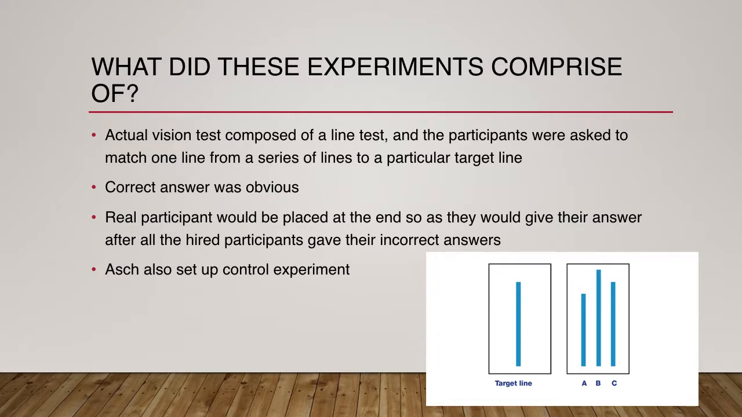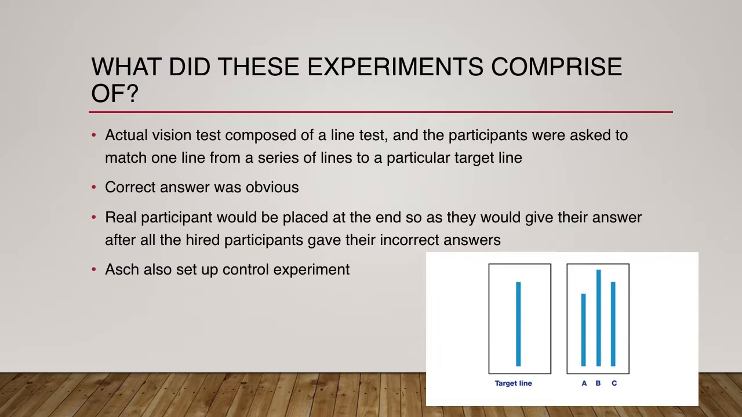What did these experiments comprise of? The actual vision test composed of a line test, and the participants were asked to match one line from a series of lines to a particular target line. This test was rather easy and the correct answer obvious, which is why the results are so evident of conformity. In each experiment, the real participant would be placed at the end so as they would give their answer after all the hired participants gave their incorrect answers. The emphasis here is that the hired participants were giving incorrect answers, while the actual correct answer was very obvious.